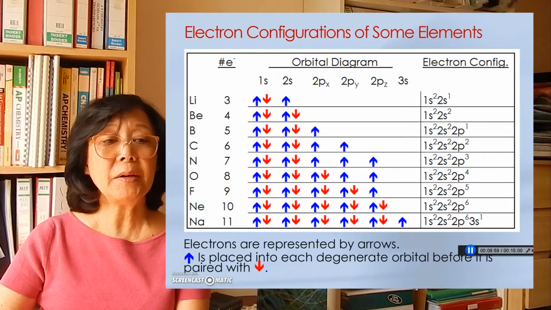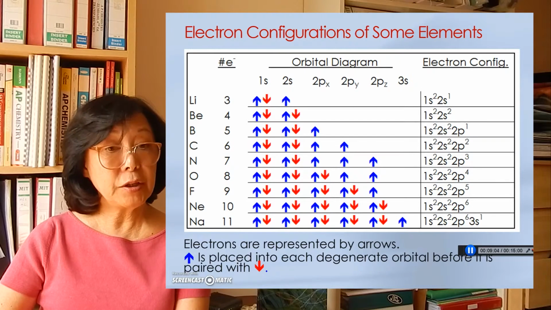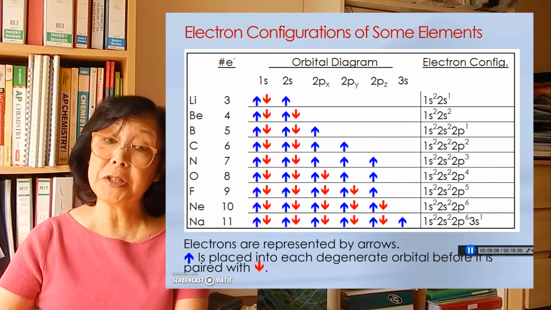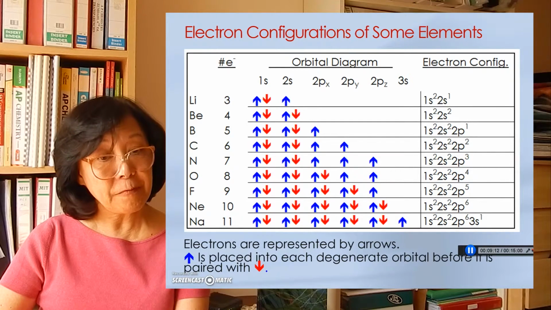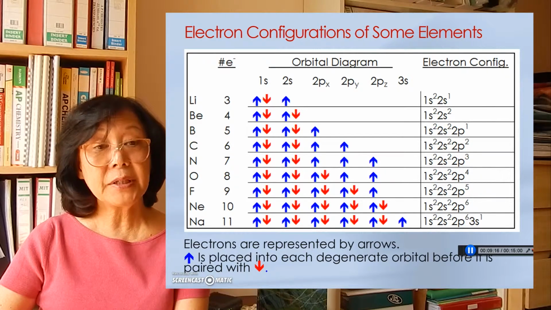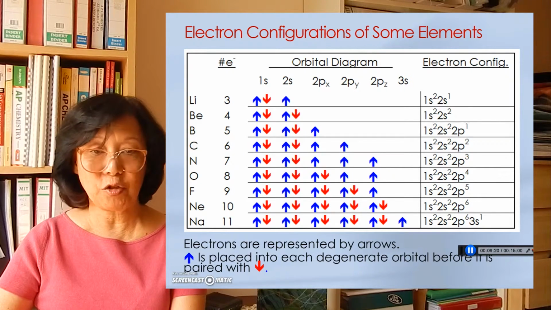And let's say if we jump to nitrogen with 7 protons and 7 electrons, the electron configuration is 1s2, 2s2, 2p3. Now you can see the 1s orbital is fully filled with 2 electrons, the 2s orbital is filled with 2 electrons, and the 2px, 2py, 2pz each have 1 electron.